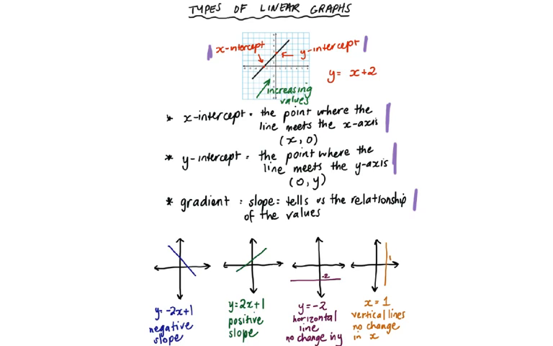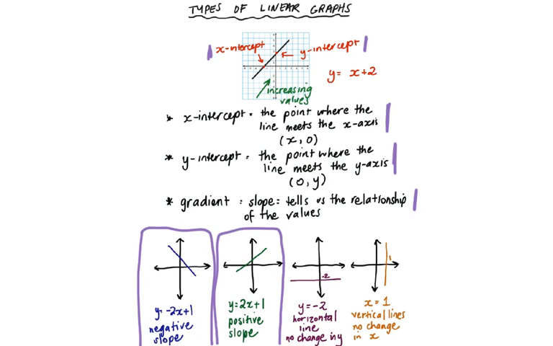There are different types of linear graphs. Firstly, we can have one with a negative slope or a negative gradient. This particular graph has the equation of y equals negative 2x plus 1. We can also have a graph with a positive slope. This one is of y equals 2x plus 1.